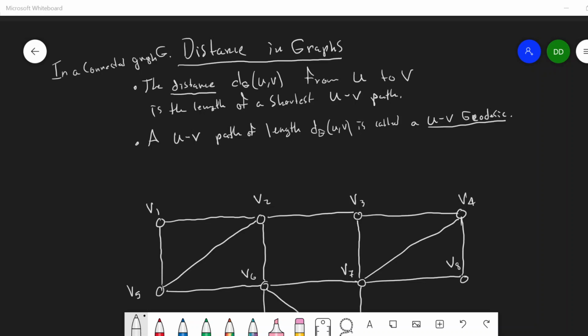In this video, I'll introduce the concept of distance in graphs. We'll look at an example of this and compute some distances. And finally, we'll talk about some properties of distance.